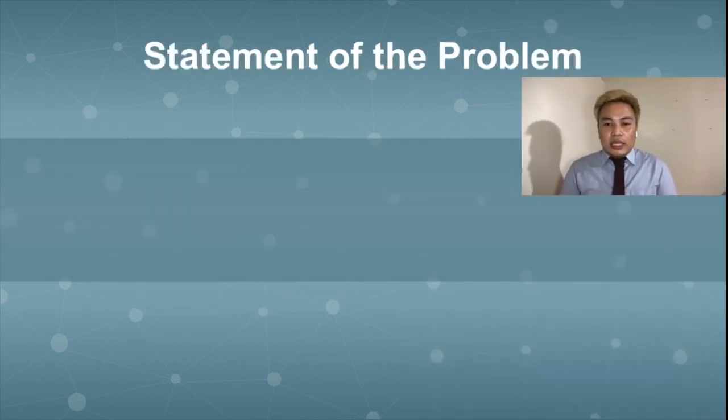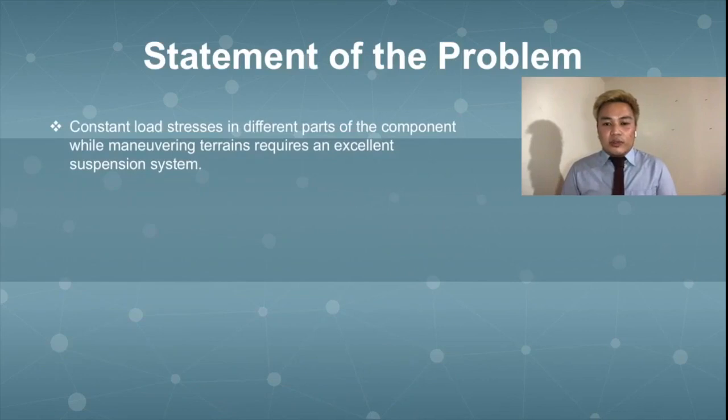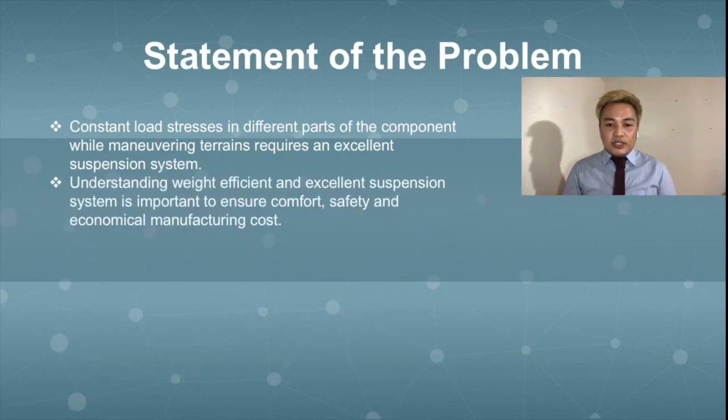Okay. Statement of the problem. Constant load stresses in different parts of the component while maneuvering terrains require an excellent suspension system. We all know that most consumers nowadays look for a certain vehicle that has a really good suspension system because it can define the ride comfort and the safety of the passengers riding in it. Understanding weight efficient and excellent suspension systems is important to ensure comfort, safety, and economical manufacturing cost. Because when we are performing topology optimization and finite element analysis, we can significantly reduce the weight and volume of this certain component, right?